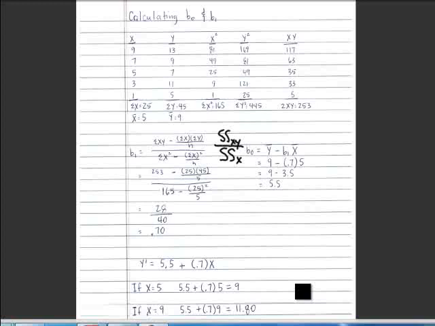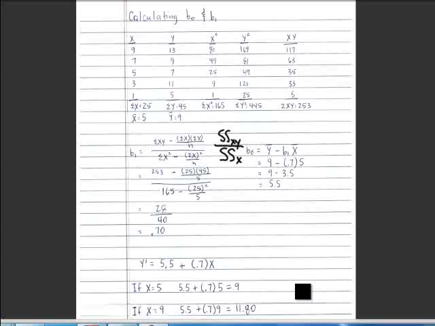And then next, we need to calculate beta naught. Beta naught, again, is our y-intercept and is equal to y bar minus beta 1 times x bar. So because we need beta 1 to calculate beta naught, we need to calculate beta 1 first. And so again, I've plugged the numbers in for you. So beta naught is equal to 9 minus 0.7 times 5. 9 minus 3.5 gives us an intercept of 5.5.